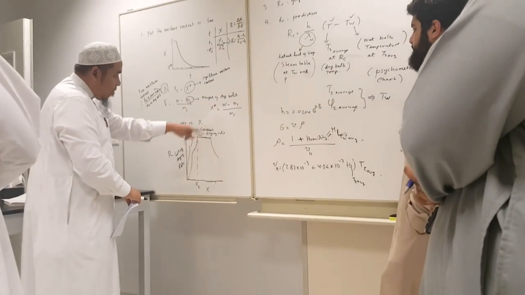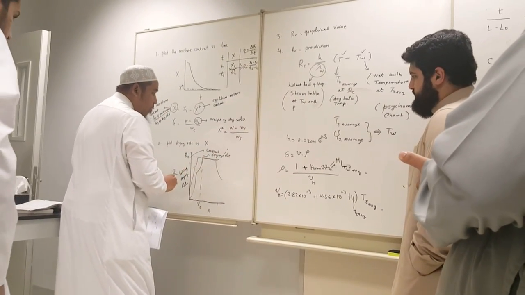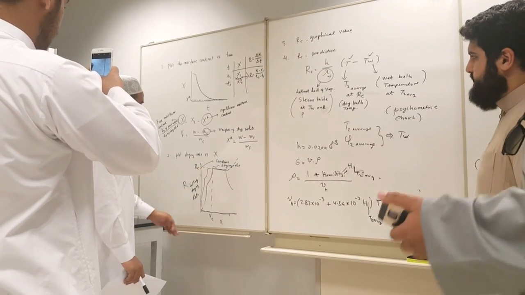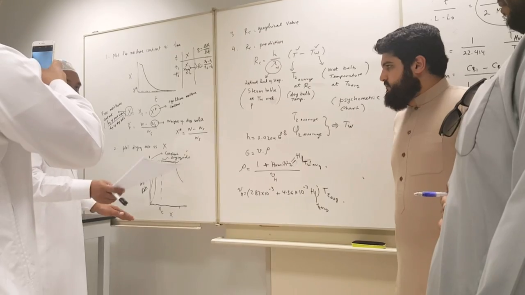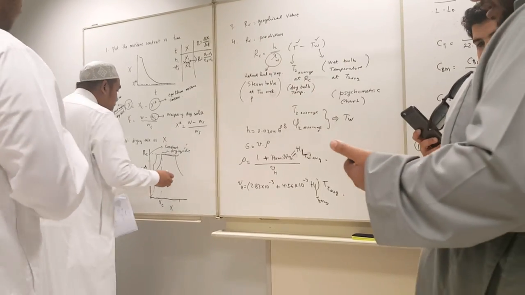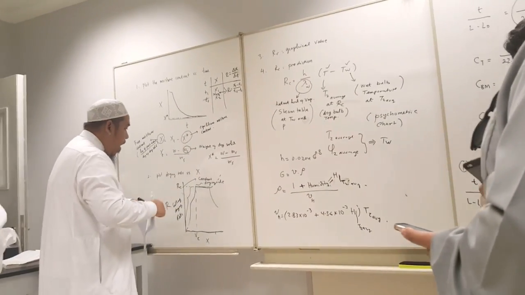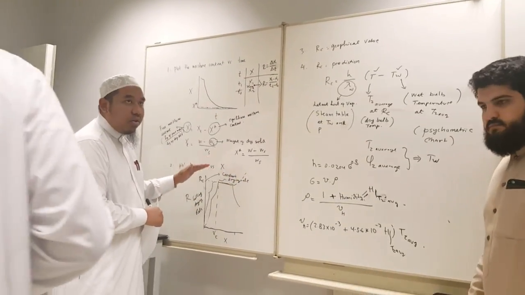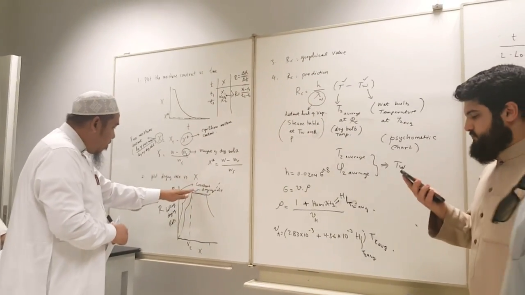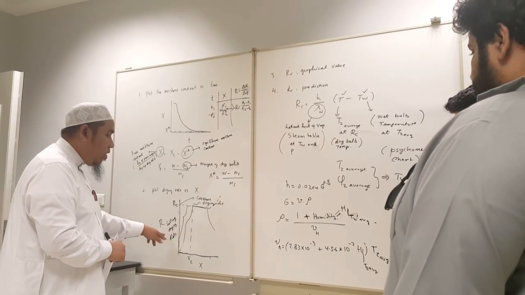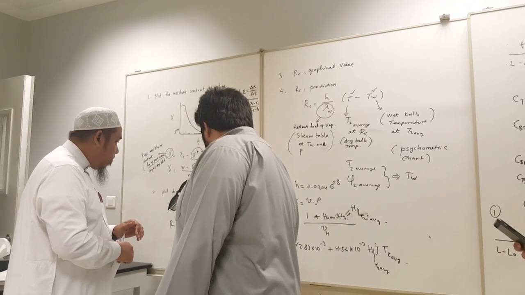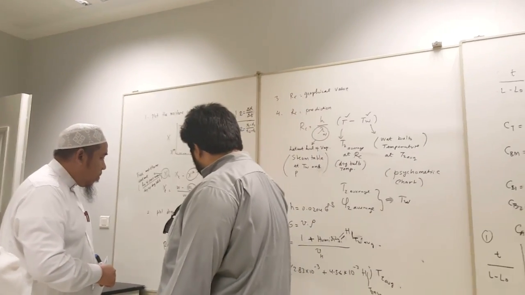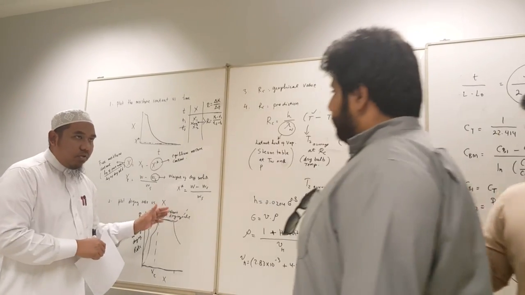Then you will find something might be like this. In the previous experiment, it's like this. There is an area where we have constant drying rate, that means the rate is constant. After that, you will start having a decrease in drying rate as the amount of moisture decreases. So the rate of drying increases initially, then constant, and then decreases. You'll find something similar like this.